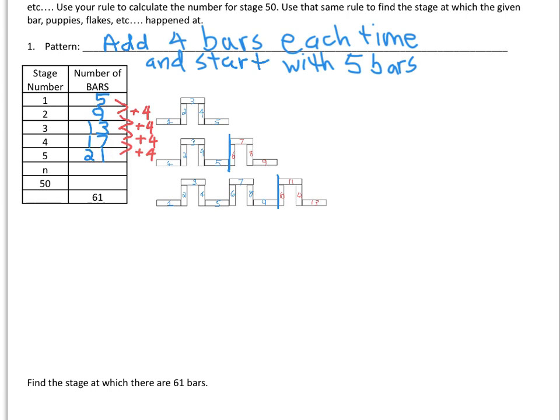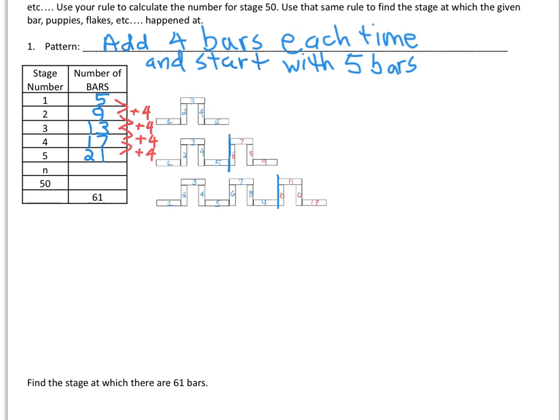So what do we want to do now? We want to make an equation based on any stage number, so I could figure out what number of bars there's going to be at that stage. I'm going to call that stage number n. So why don't you pause this, try to figure out what that equation might look like, and then unpause it and you can see what it's going to be.